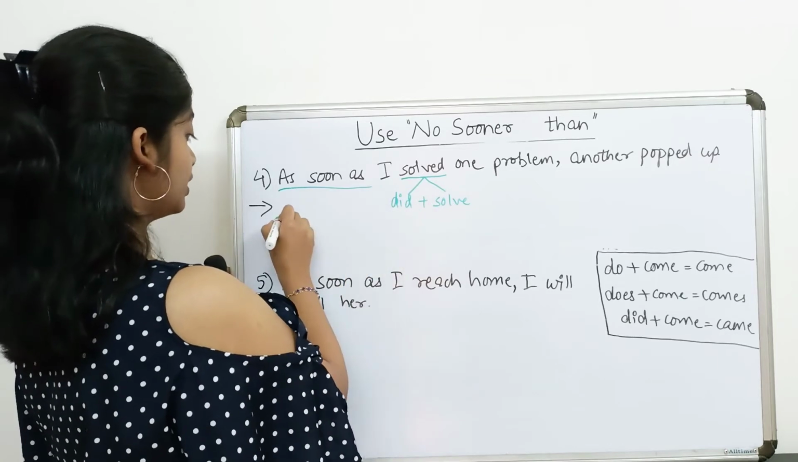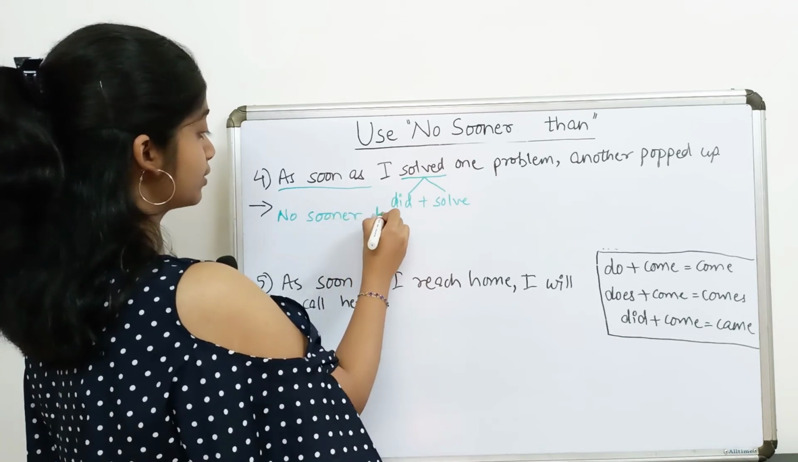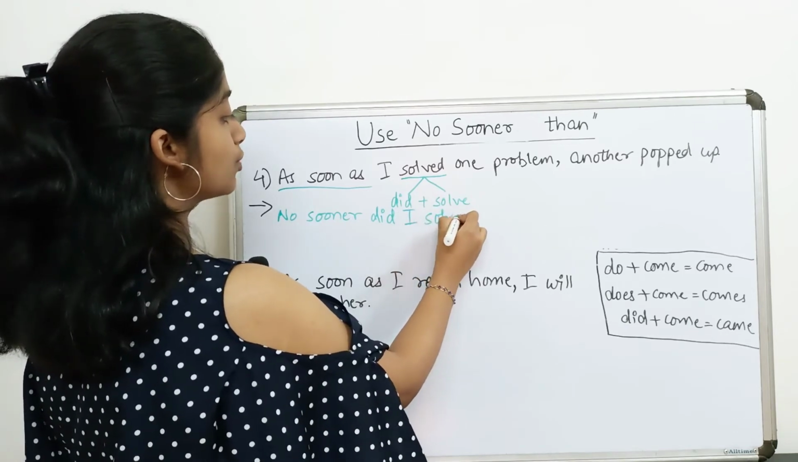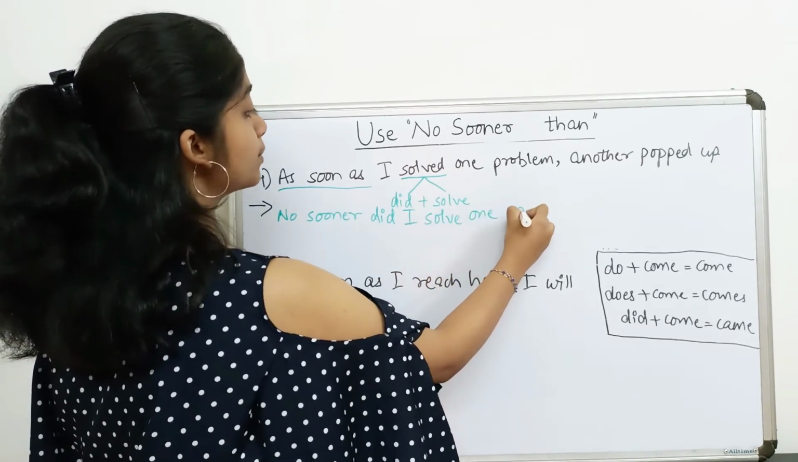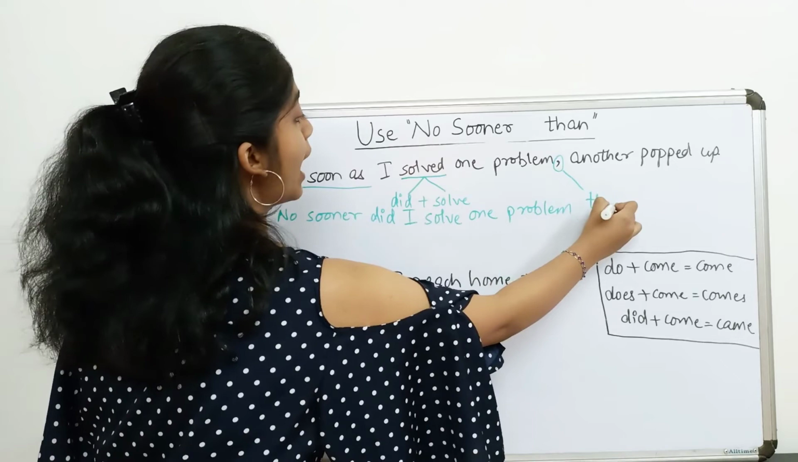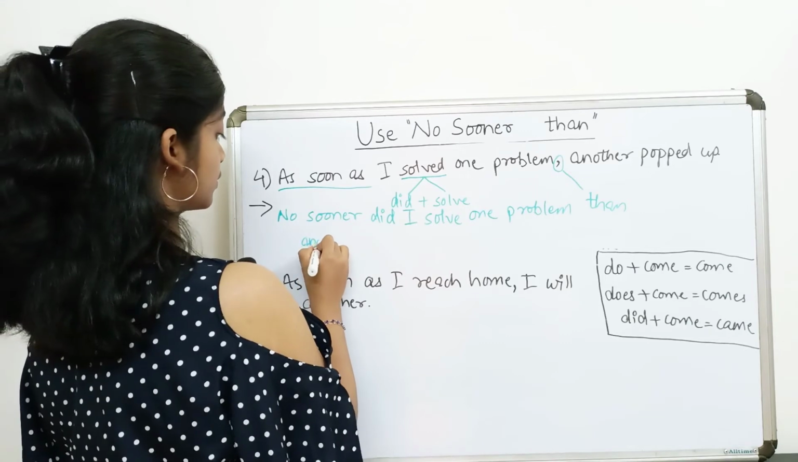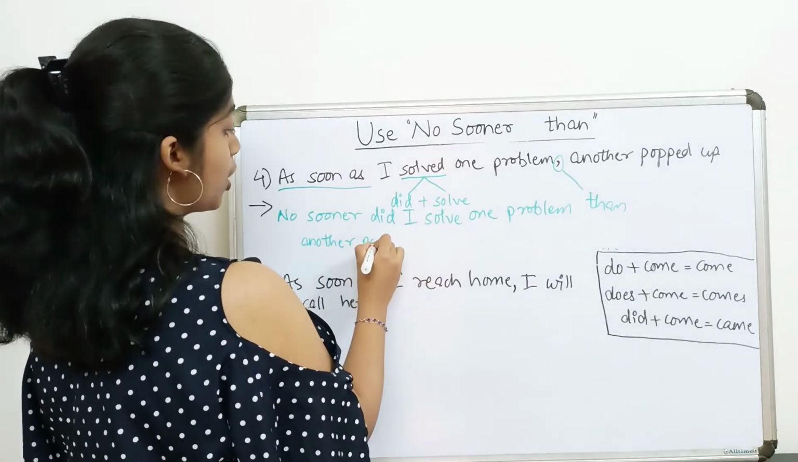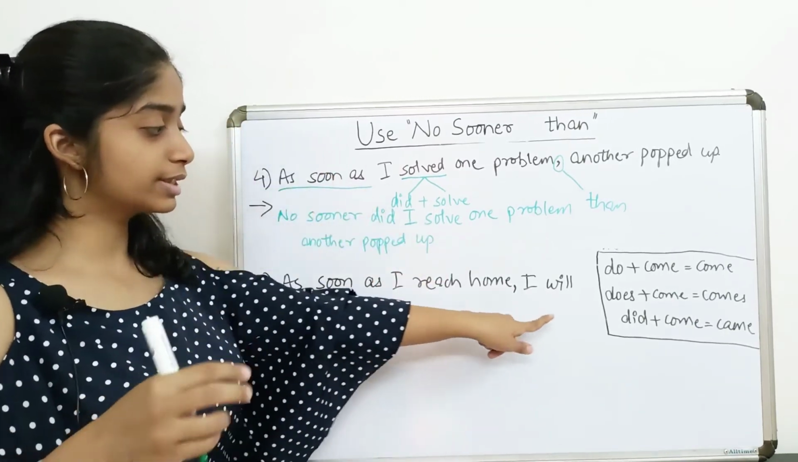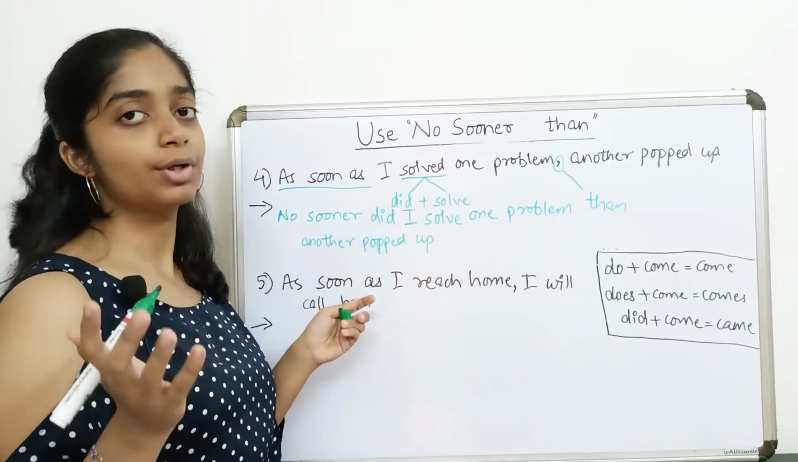So, starting the answer now. No sooner did, plus subject I. Did I solve one problem? Instead of the comma, you have to use the word than. Another popped up. This will be your final answer. I hope you understood this bifurcation of the verbs. Okay, this is very important for all the English grammar topics.